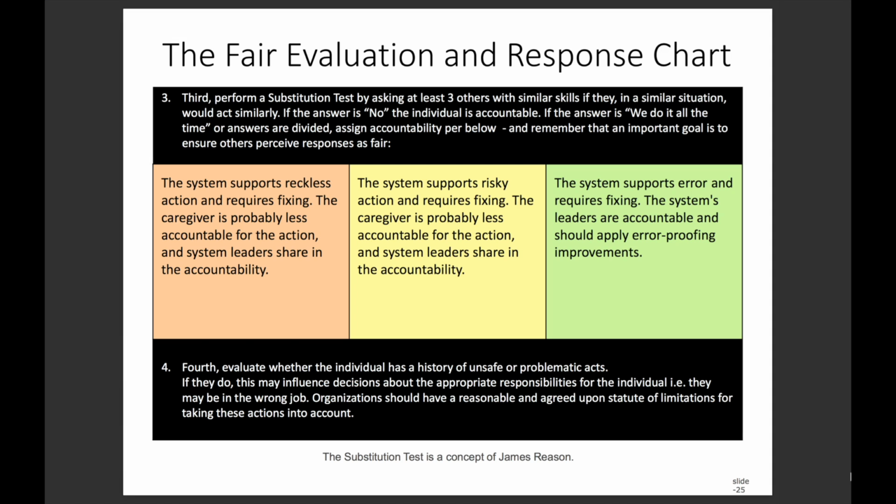What's similar about these different things is that in all situations, the system is supporting things. On the far left is supporting reckless action. In the middle, the system supports risky action, which is a level down from reckless. And on the right-hand side, the system supports error and requires fixing. In each situation, the leaders are accountable for it. Hopefully you're not working in a system that supports reckless action, but many of us have worked in situations where risky actions or errors are supported.